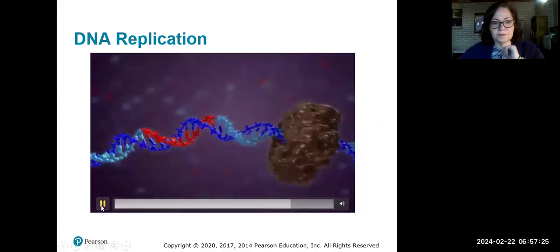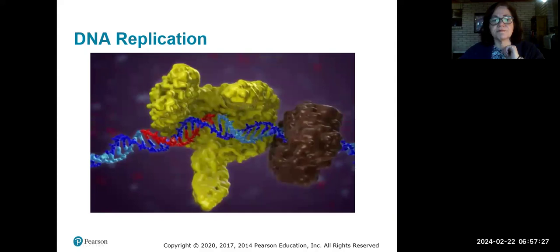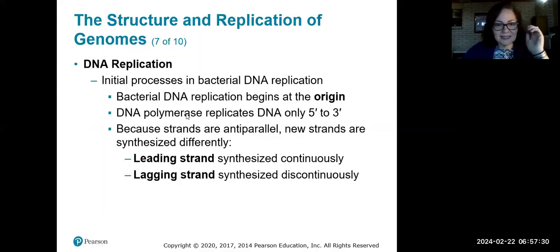How are pieces of the lagging strand joined together? Oh my goodness.